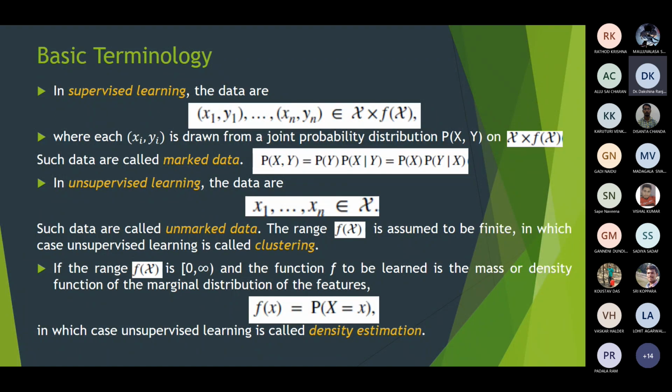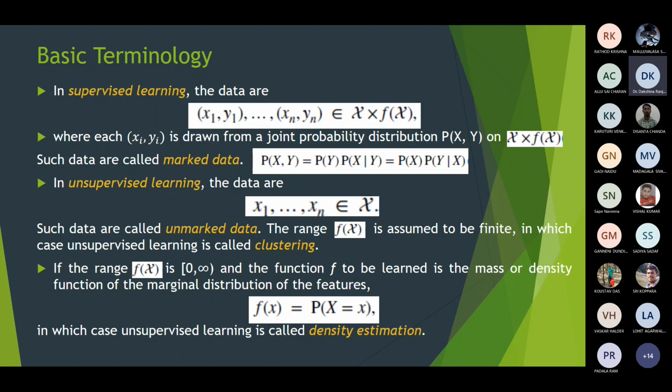Why is it called marked data? Because in supervised learning we use labeled data. Labeled data means the class information or label information will be provided. So if such data are drawn from the joint probability distribution p of x comma y, which is defined over this feature space approximated by the range, then such data will be called marked data.